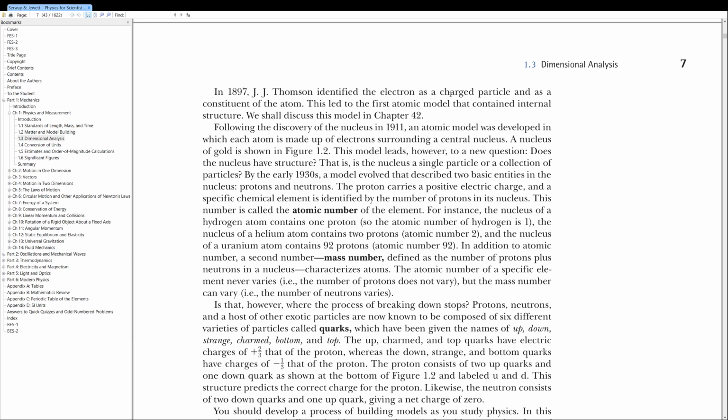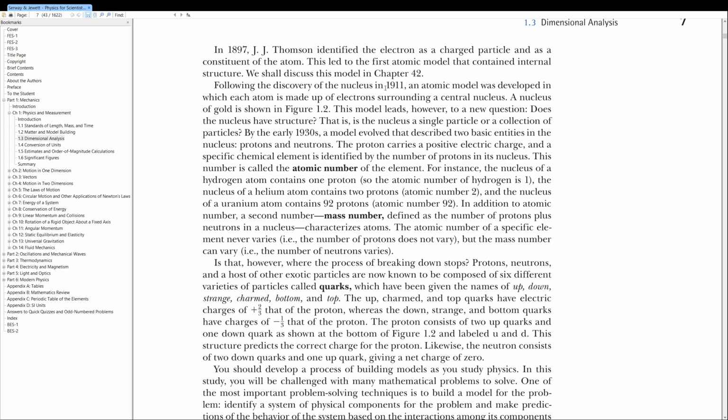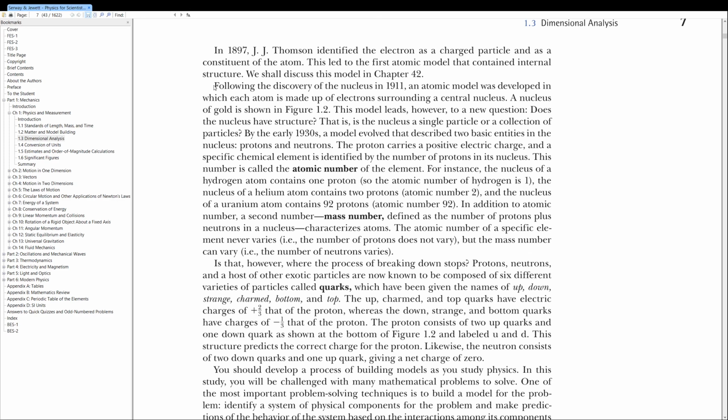J.J. Thomson identified the electron as a charged particle. That was interesting. Then 1911. This is the experiment I was talking about. They don't talk about the experiment here, but this is actually one of my most favorite experiments: the experiment in 1911 when Rutherford detected the alpha particles bouncing off the gold leaf. That was amazing.